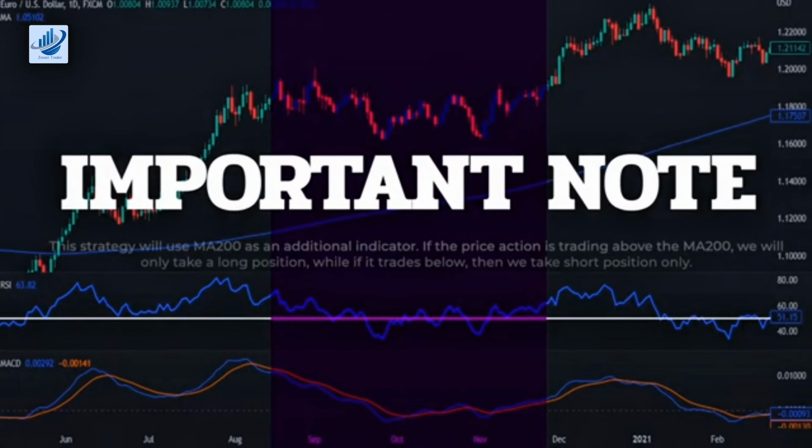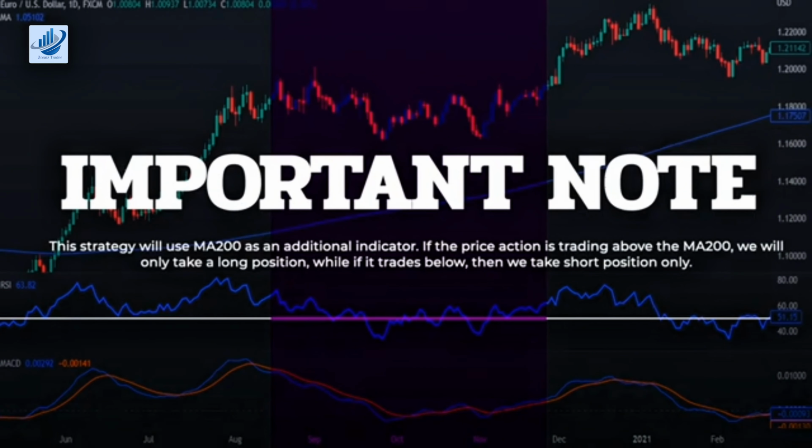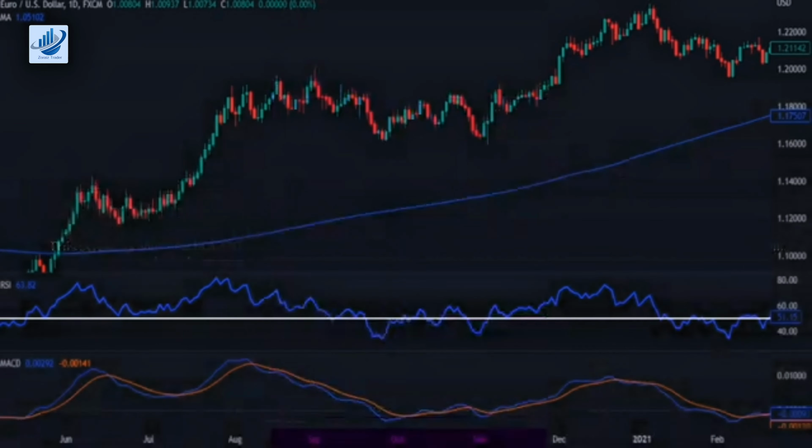This strategy will use 200 moving average as an additional indicator. If the price action is trading above the 200 moving average, we will only take a long position, while if it trades below, then we take short position only. Let's set up the indicators.